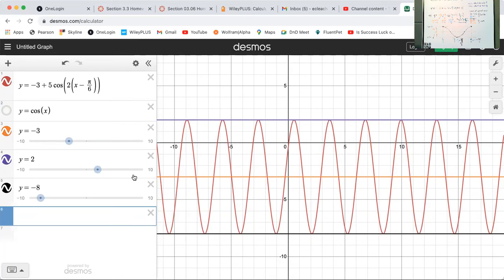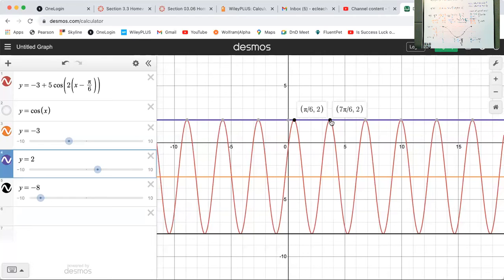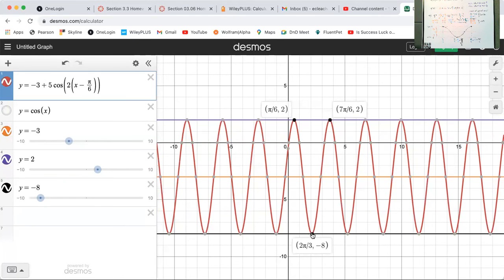So that's what we predicted. We've got a top at pi over 6 and 2. The next top happens at 7 pi over 6 and 2. That's one cycle later. The bottom is at 2 pi over 3 and -8. And then the two middles are at 5 pi over 12 and 11 pi over 12. And so there's one cycle from the top to the middle going down, to the bottom, to the middle going up, back to the top.